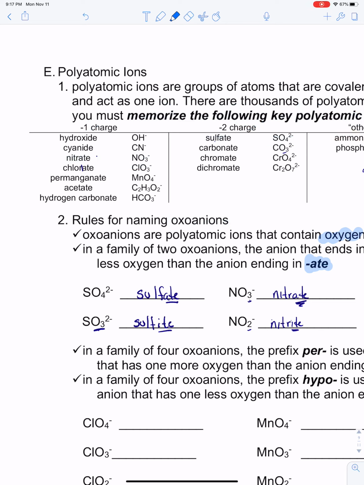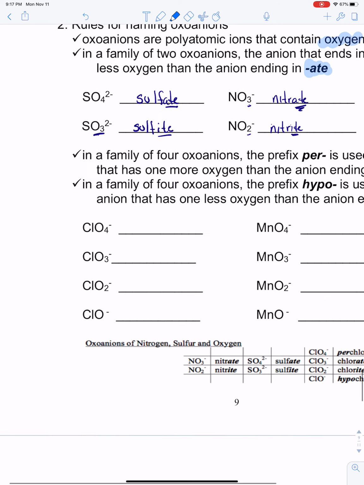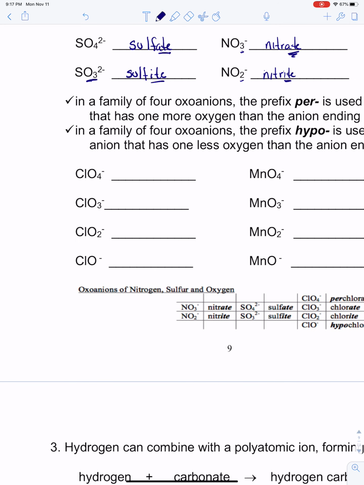All right, in the chart, chlorate is right here. Of the polyatomic ion series, we would know that this is chlorate. One less oxygen, we're going to still follow the same rule, would be chlorite.